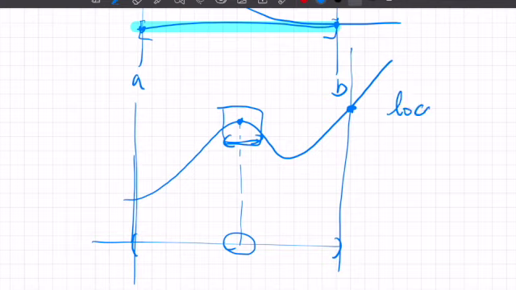And if this holds, we also say this. In the case of a local maximum, we say this a here is a local maximum point. It's a point, not a value. And in the second case, we say a is a local minimum point.